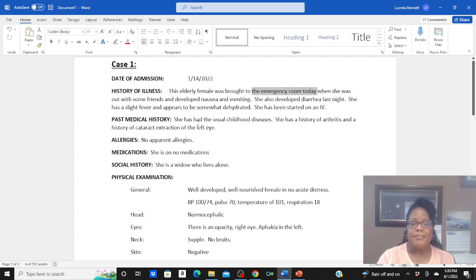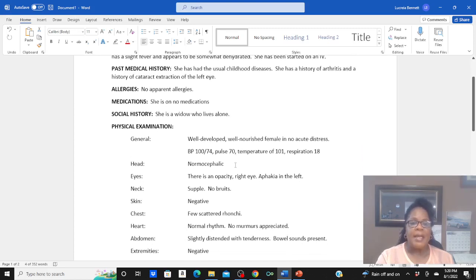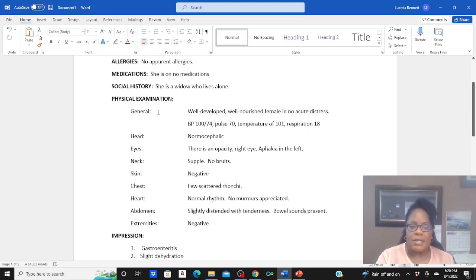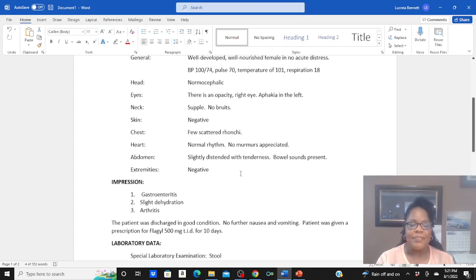Past medical history. She has had the usual childhood diseases. She has a history of arthritis and a history of cataract extraction of the left eye. No apparent allergies. She is on no medications. She's a widow who lives alone. And then the physician went through his physical exam, identifying general, head, eyes, neck, skin, chest, heart, abdomen, and extremities. So make sure you read through his physical exam or hers.